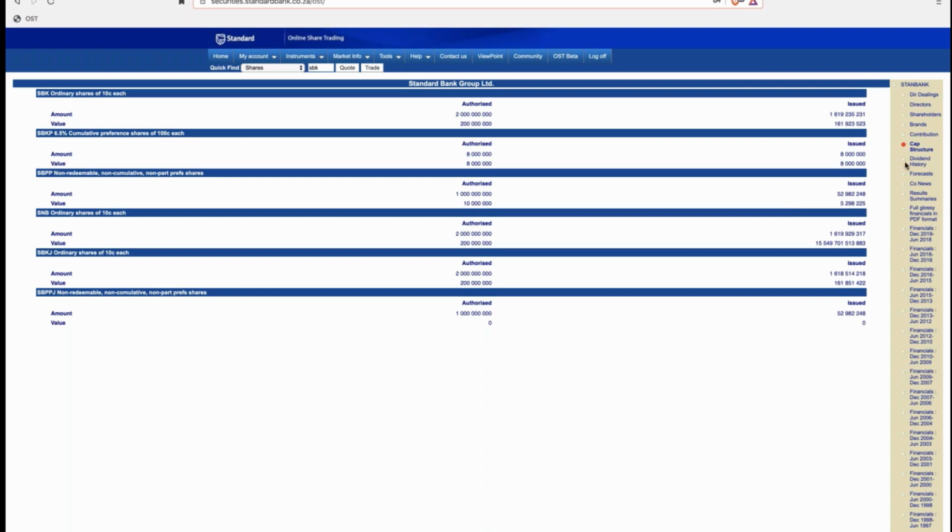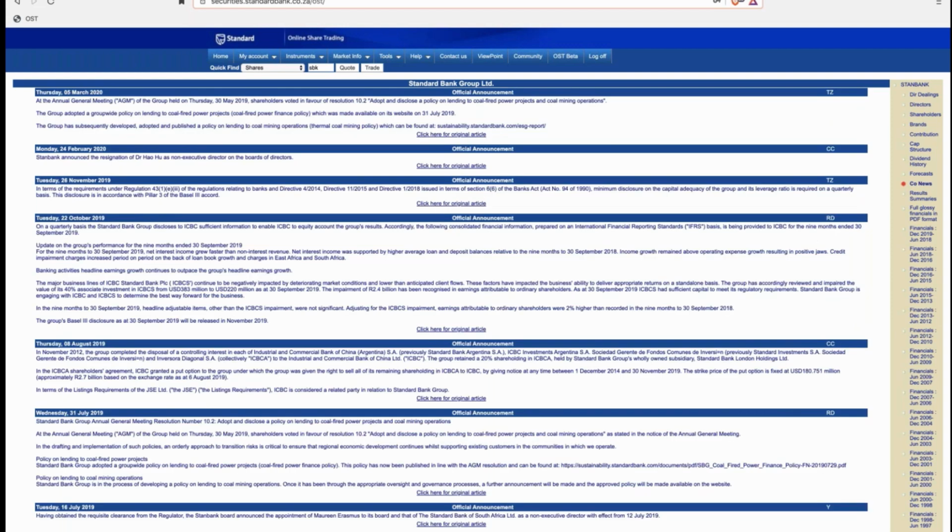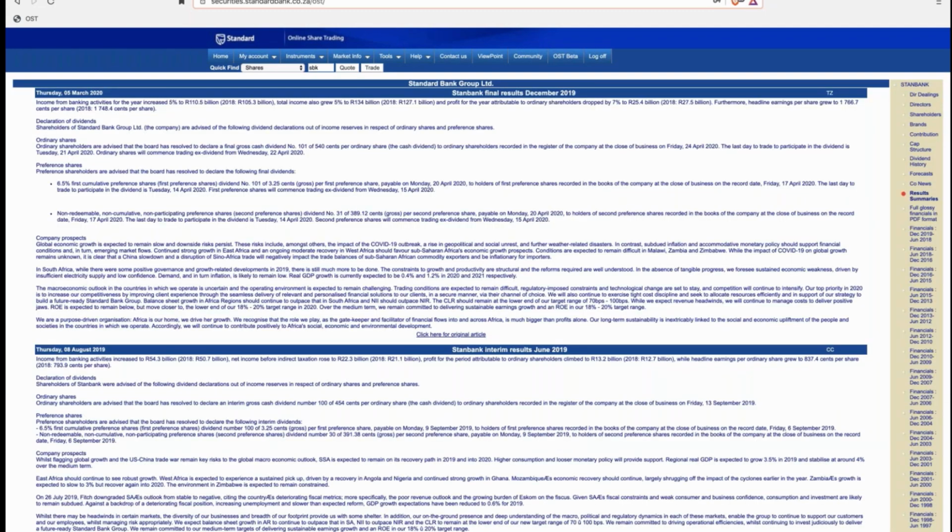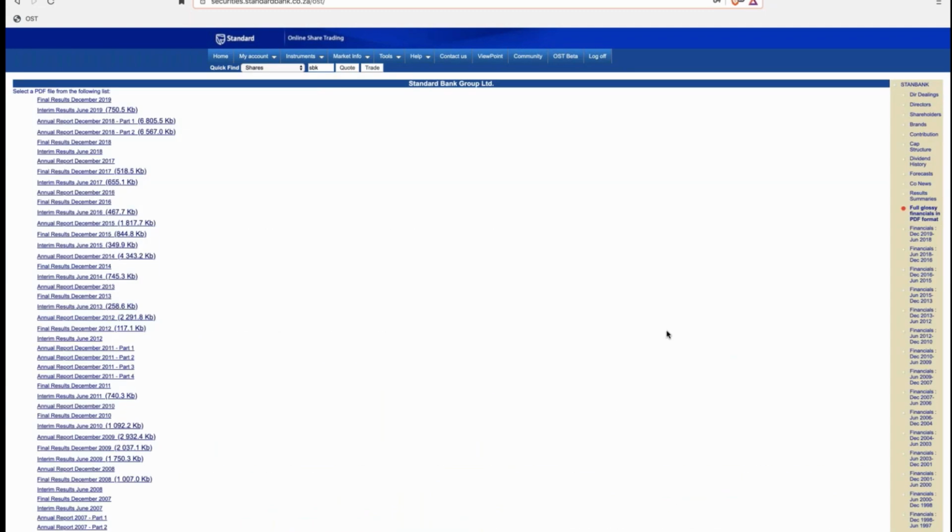More information: dividend history, forecasts, company news is again just the official announcements out of Standard Bank. In this case, it is going to be the results, but also a little more than just result summaries. We've got some director resignations and the like. The result summaries we've looked at. So full financials and glossy. So this is the PDFs. Important, this is not just financials. This is also the annual report.